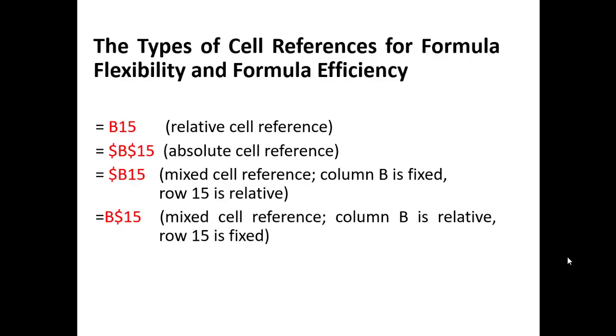Then here we are discussing the three or four most important cell references, which you may use for formula flexibility and formula efficiency. In model development, you may make use of these different kinds of cell references. You can see the first one is called the relative cell reference. The other one is called the absolute cell reference. And the next is the mixed cell reference. Right? Let's look at what these cell references are.